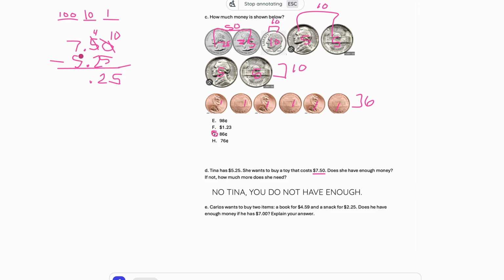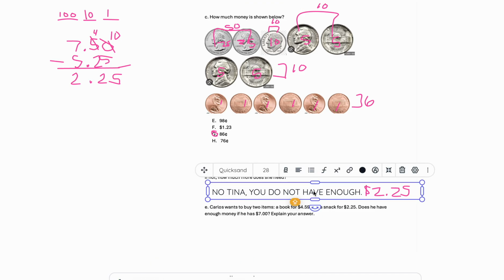And 7 minus 5 is 2. So we are left with $2.25. How much more does she need? She does not have enough. She needs... No, Tina. You do not have enough.